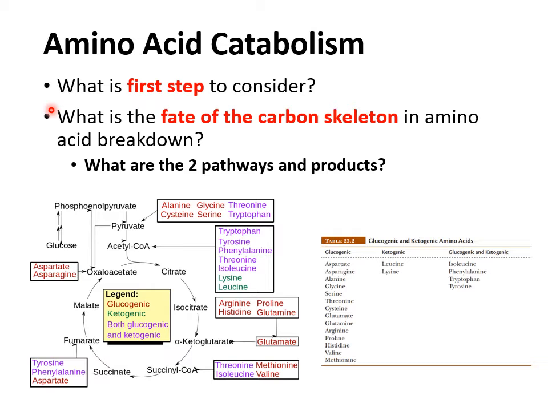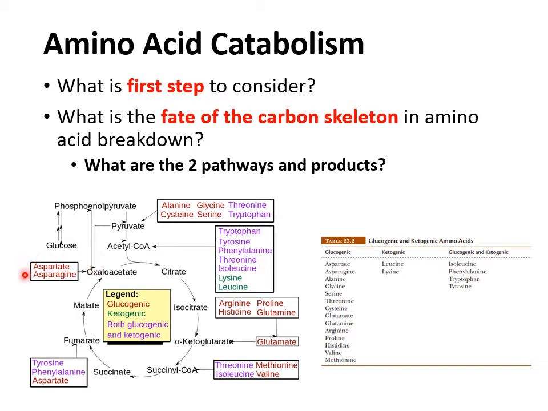And the fate of that carbon skeleton ultimately depends on what type of end product is being produced. So there's two general pathways to think about, and it's based on whether you're looking at a glucogenic amino acid, so those are the ones highlighted in red in this figure, or a ketogenic amino acid, which is highlighted in green. Okay, and then you have some cases of both also highlighted, and they're categorized based on what the end product goal is.